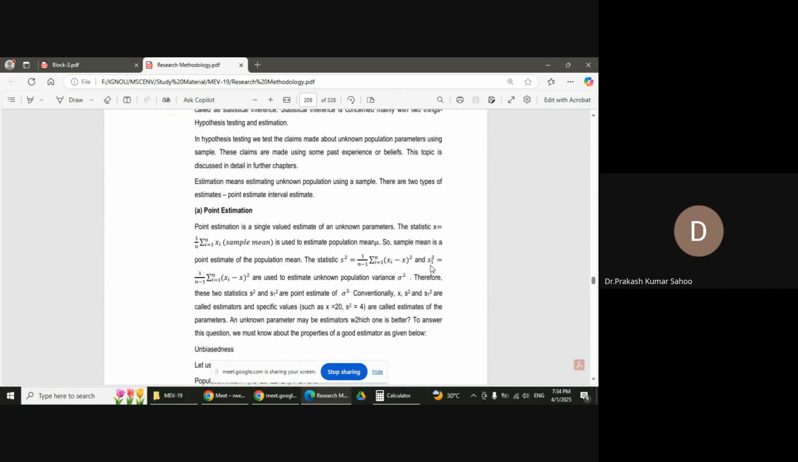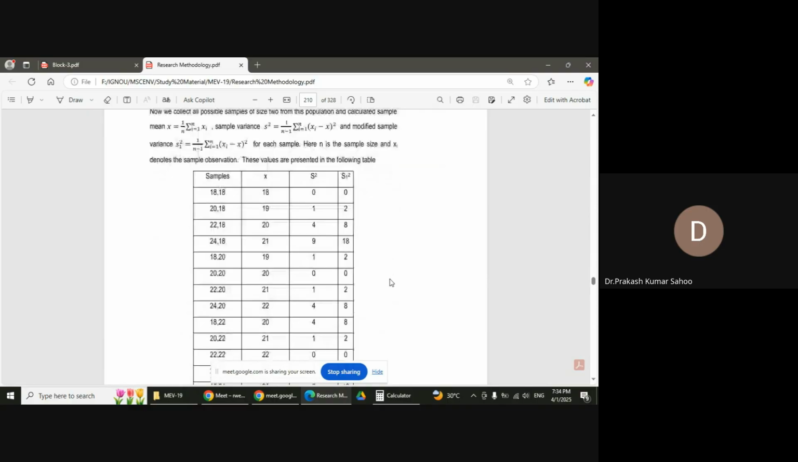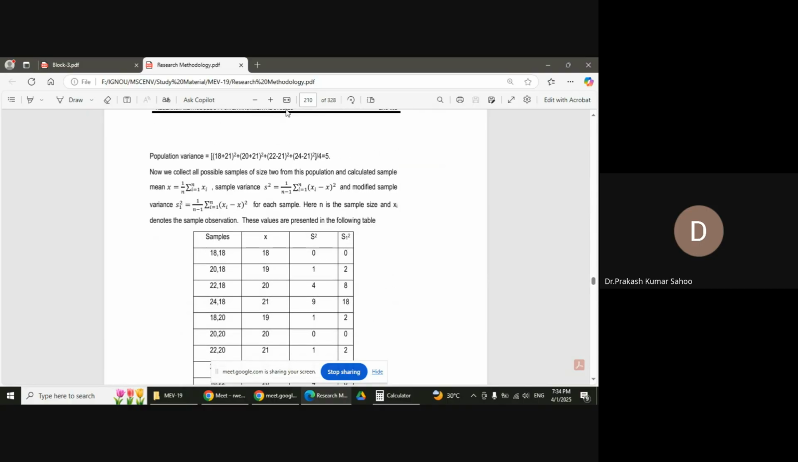These are some post estimation equations here. Everything is related to standard deviation, variance, mean, median, mode. We have some tests, chi-square test, t-test. All these things are here. Let's have this problem.